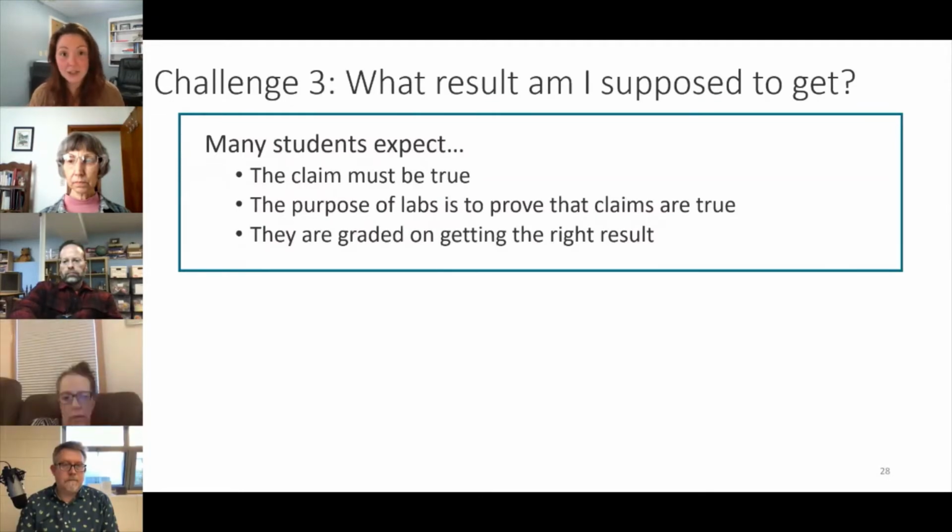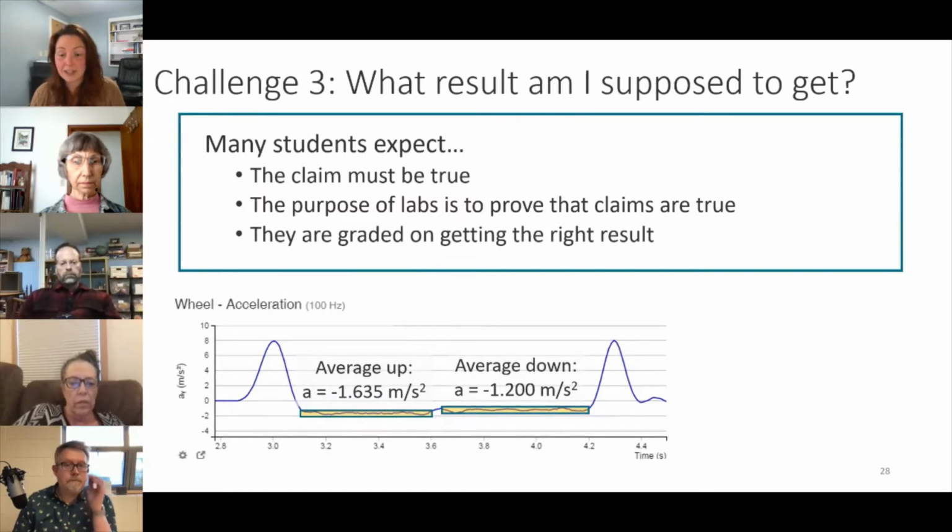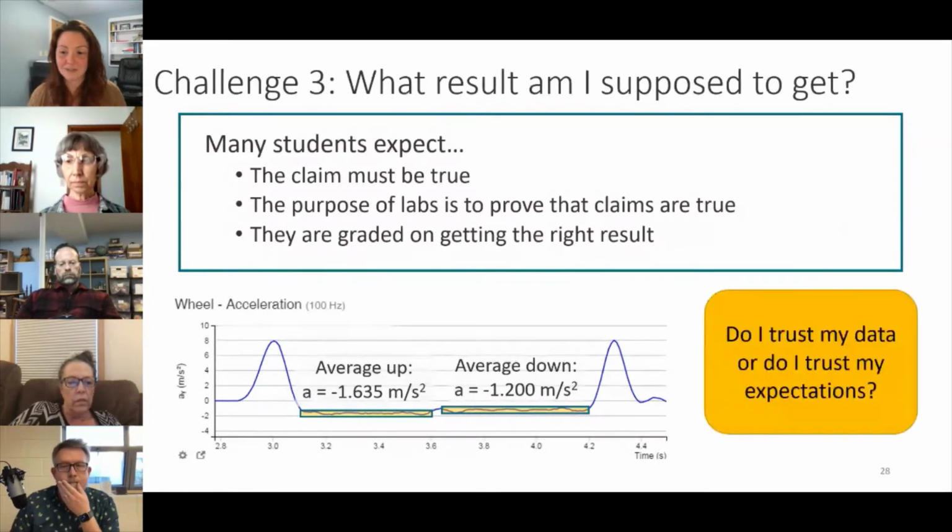And a lot of labs do this. But what we do is, for example, if they do really find that these values are different, even though that might not be what they expected, we encourage them to tangle with this question of, do I trust my data or do I trust my expectations?